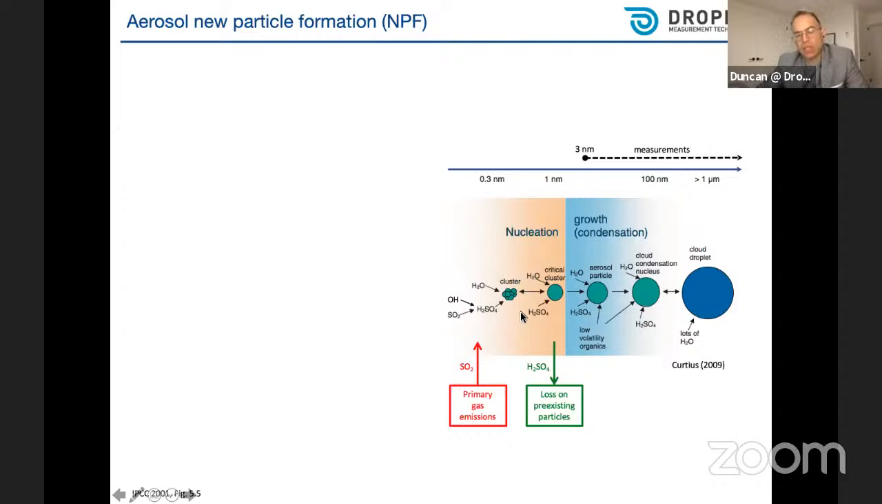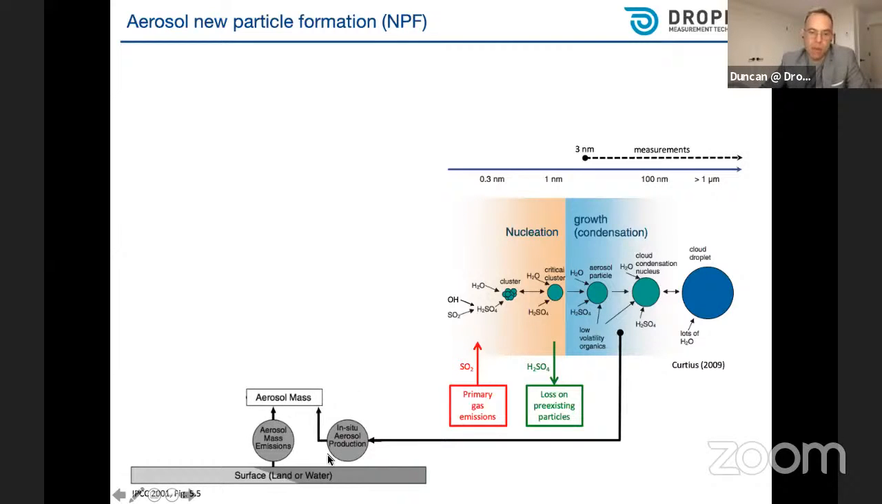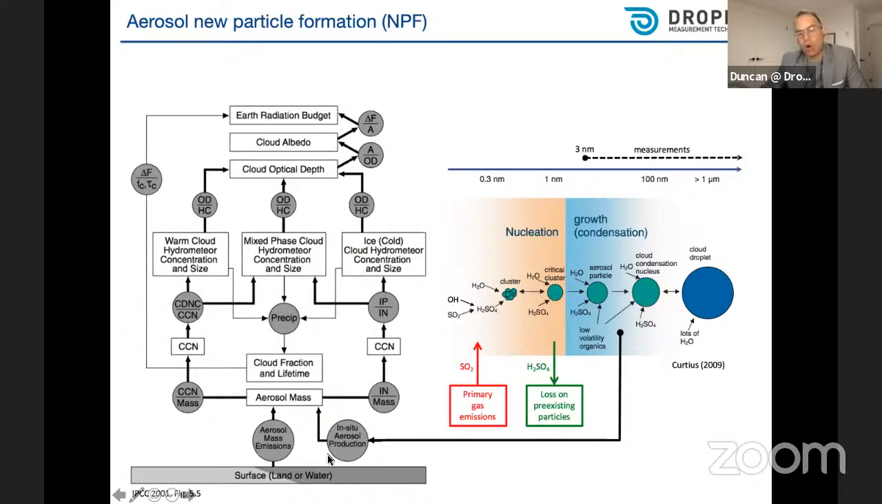But if the conditions are right, then the sulfuric acid vapor continues to condense on the particles, and the particles continue to grow. And then once the particles grow, they can increase the aerosol mass. And once the aerosol mass increases, there's a whole set of microphysics that comes into play in terms of adding to the number of CCN and adding to the number of ice nuclei.